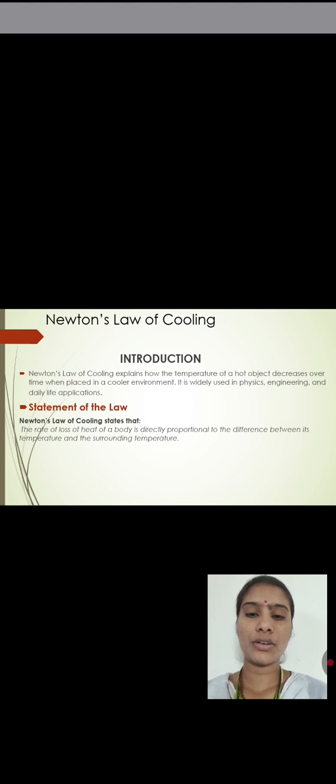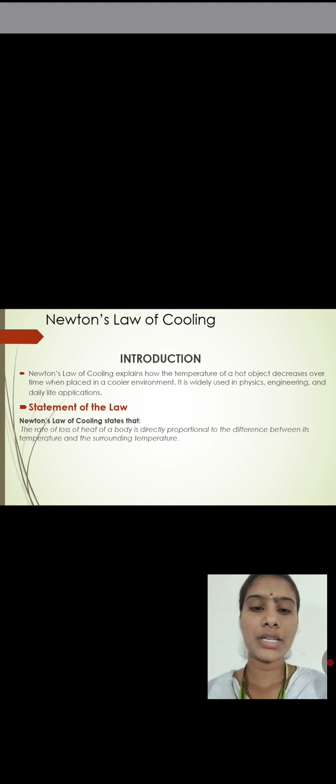Introduction of Newton's law of cooling. Newton's law of cooling explains how the temperature of a hot object decreases over time when placed in a cooler environment, which means when temperature decreases, the heat of a hot body also decreases. It is widely used in physics, engineering, and daily life applications.